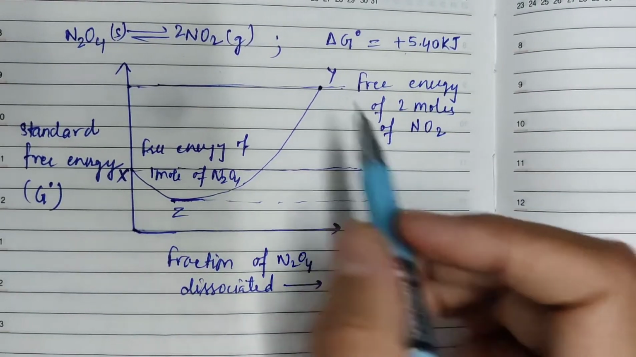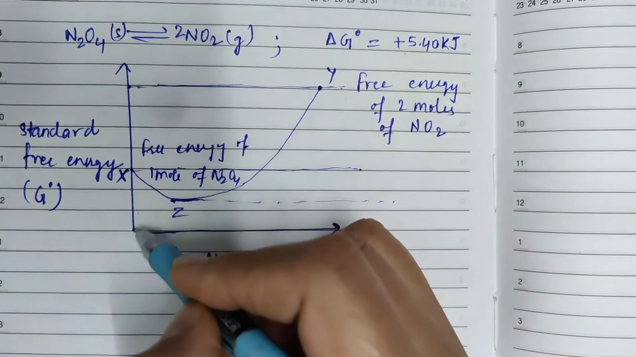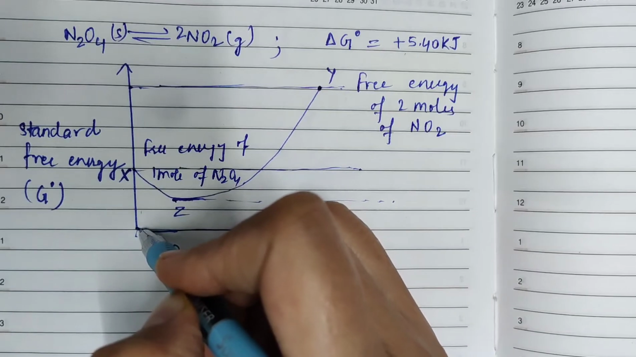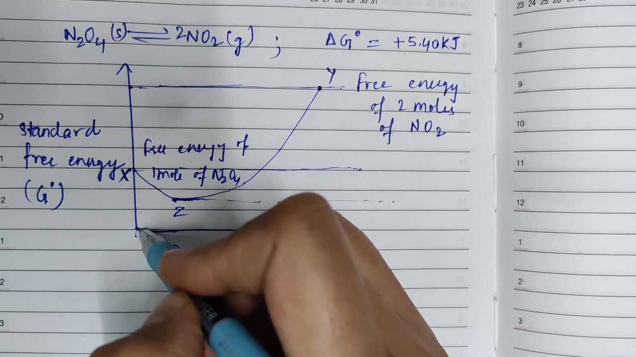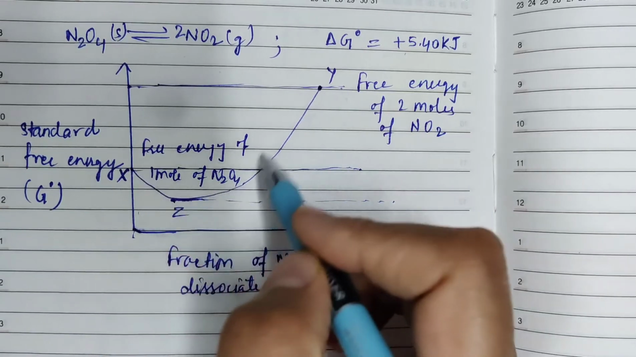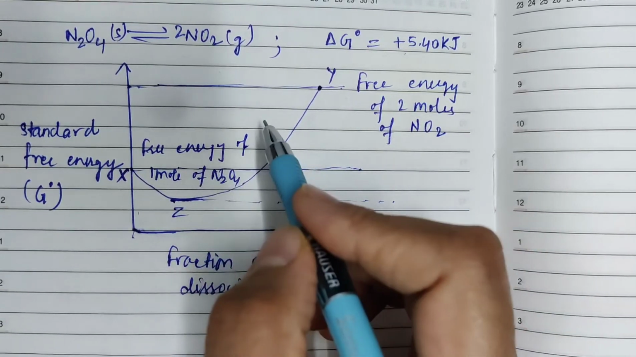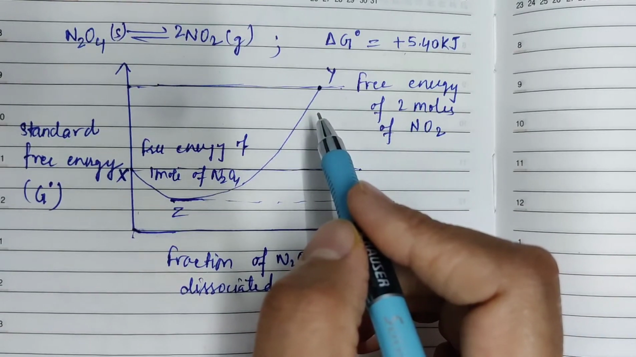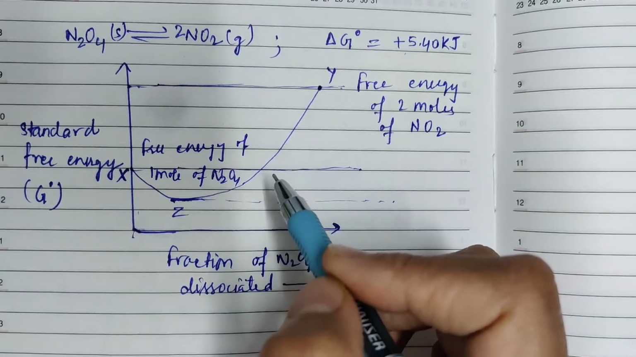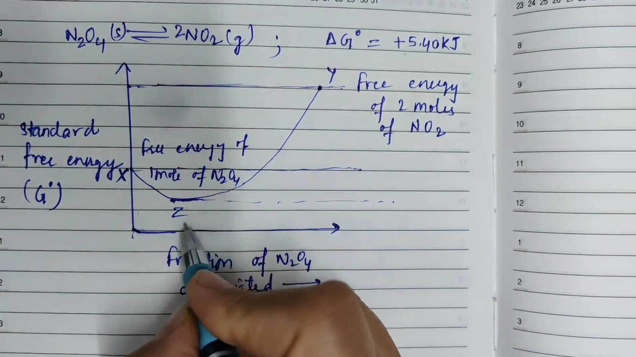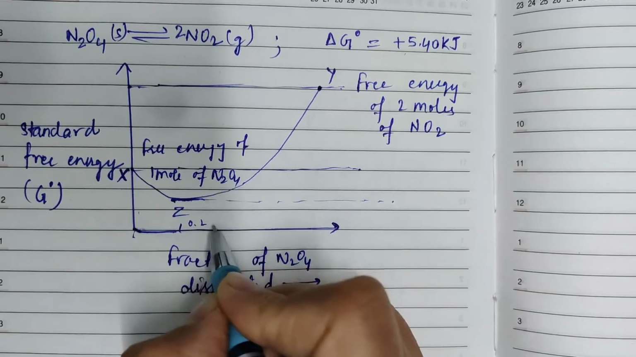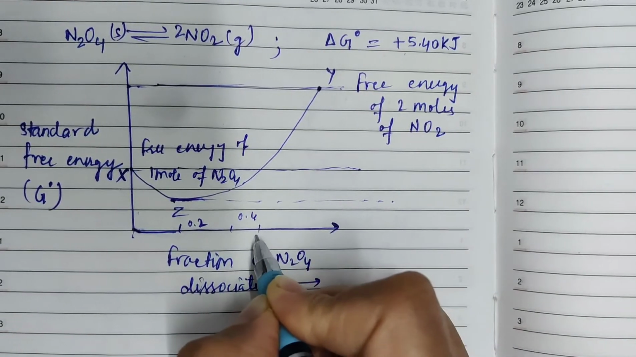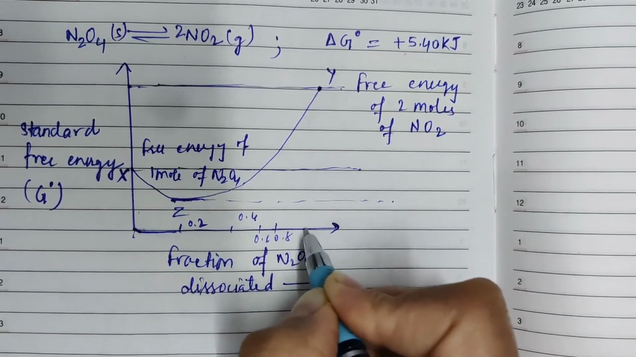I'm not giving any scale here, and the reason the scale is not being drawn is because the absolute value of free energy is not known, but the graph is plotted on the basis of change in the free energy, because we can measure the change in free energy, but we cannot measure the absolute value of free energy. And let's say this is the fraction of N2O4 that decomposed.